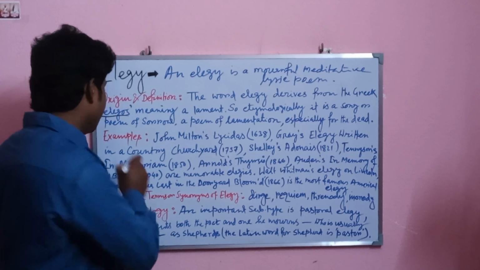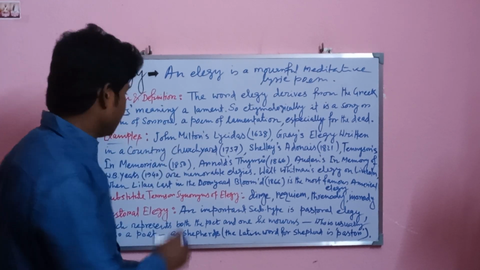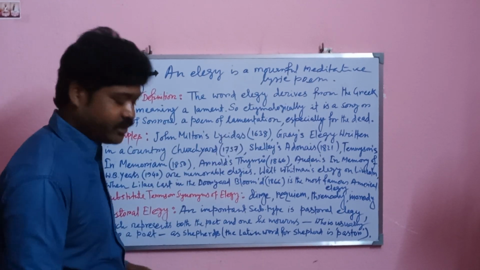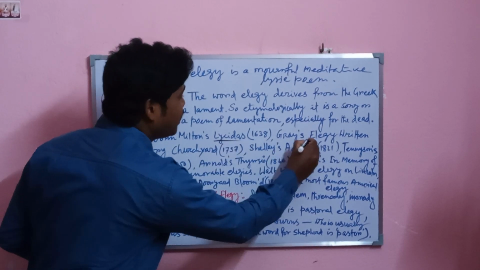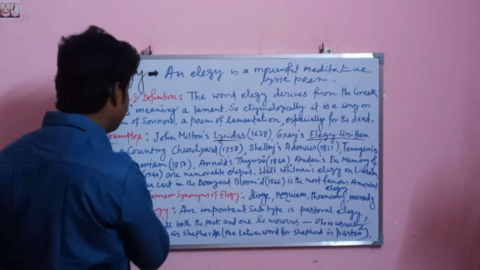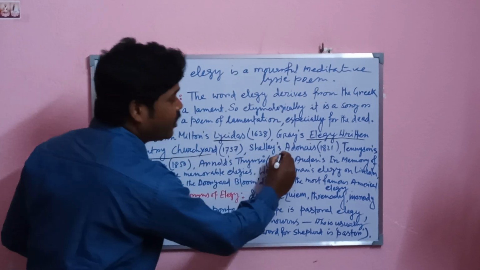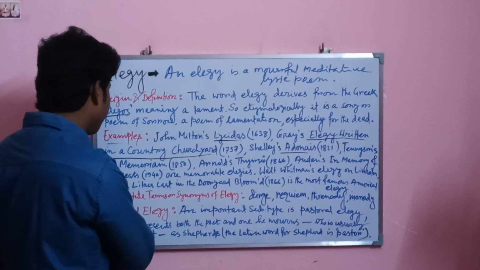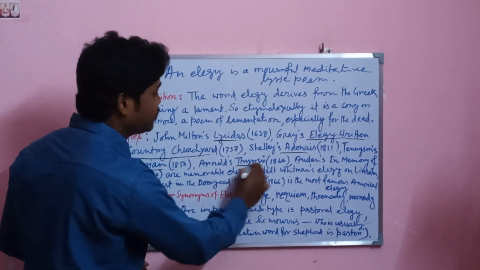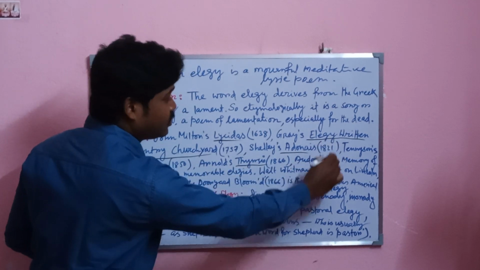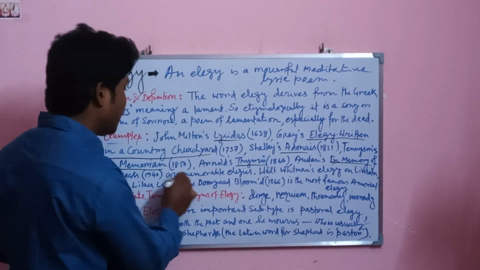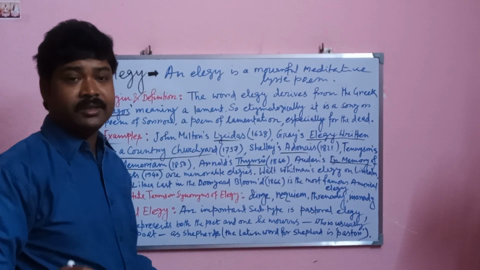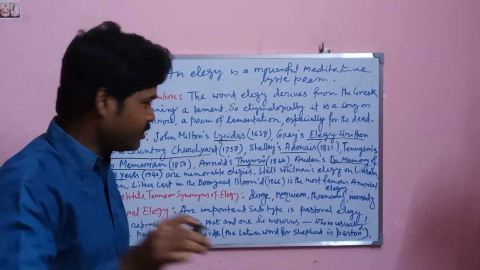Next, examples. John Milton's Lycidas, Gray's Elegy Written in a Country Churchyard, Shelley's Adonais, Tennyson's In Memoriam, Arnold's Thyrsis, Auden's In Memory of W.B. Yeats are memorable elegies in English literature.